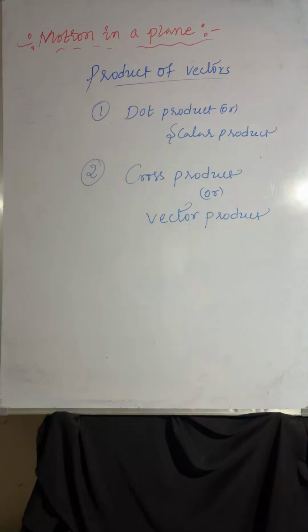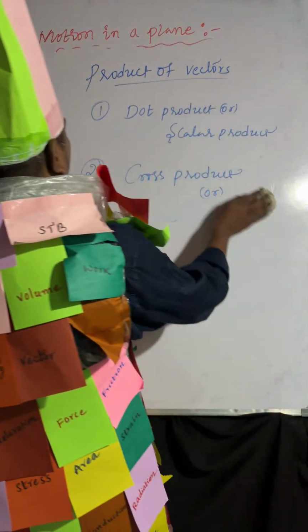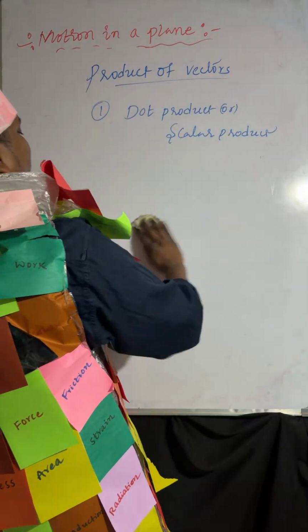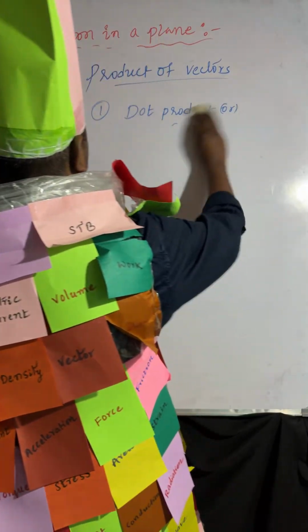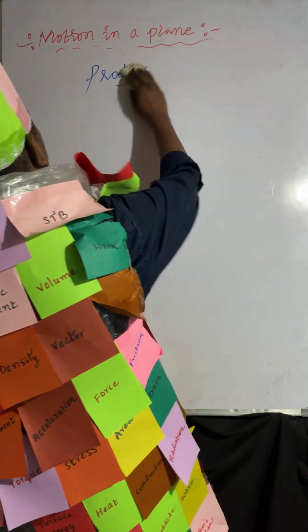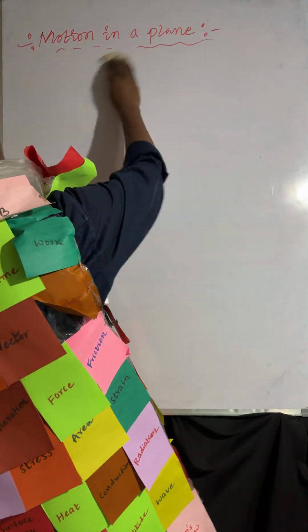So why are we calling it a dot product or scalar product, and a cross product or vector product? Because the final result of a dot product is a scalar, only magnitude. The final result of a cross product is a vector. So in the product of vectors, we'll first discuss the dot product.